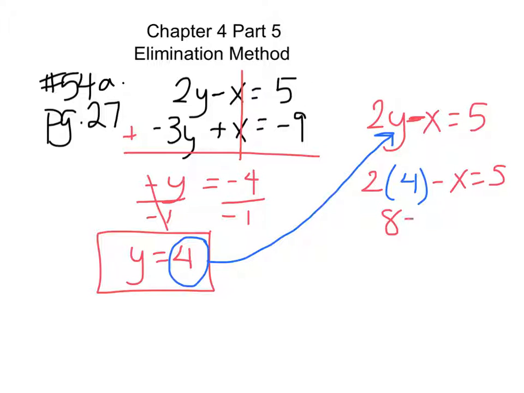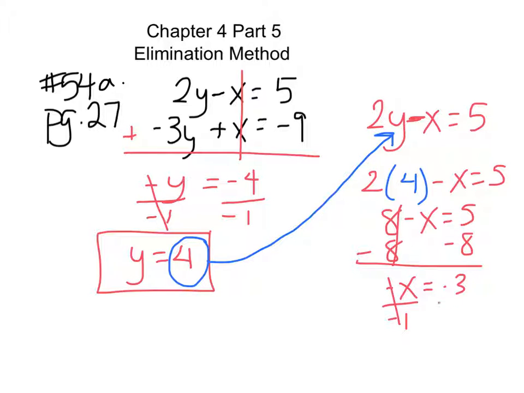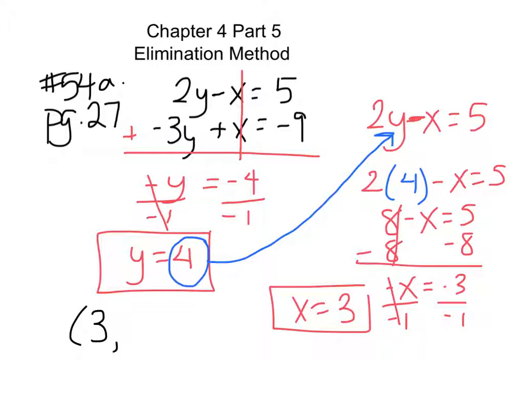So that will give us 8 minus x equals 5, and then we want to solve for x. Subtract 8 on both sides. Negative x is equal to negative 3, and then we want to get x by itself. So x is equal to 3. Now when we go to write our answer, we're going to write it as an ordered pair, so (3, 4). So we are adding the equations together to get something to eliminate.